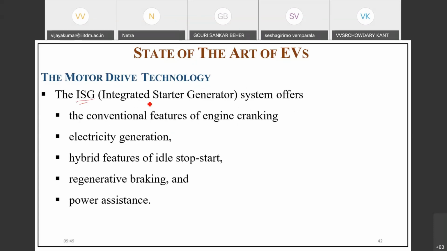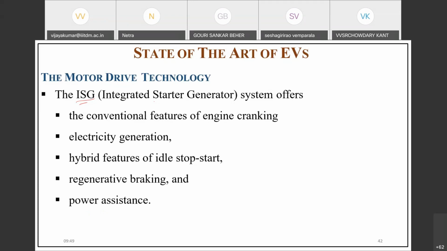As the name implies, you will have the starter generator as a black box, right? So this black box is available in your electric vehicle. So that ISG can generate the electricity, as well as act as a drive during running condition, and it will provide the idle stop and start. Because of the generation, we can use it for regenerative braking, and it will provide the power assistance. So the power assistance means you can control the speed of your electric vehicle.